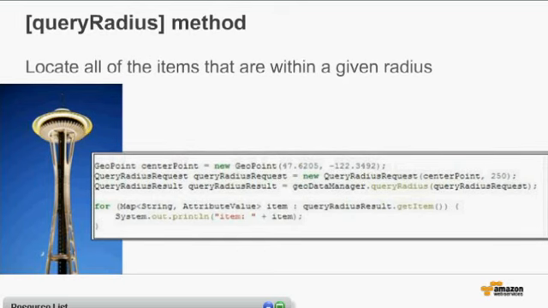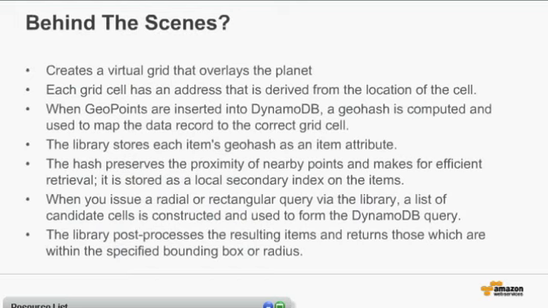So what's happening behind the scenes on this? Well, it's relatively straightforward. Although all you're doing is calling a couple of API calls, DynamoDB and the library are doing all the heavy lifting for you. So the first thing is that DynamoDB on the back end is creating a virtual grid that overlays basically the entire planet. And each grid cell has an address that is derived from its location. So when those geopoints are inserted into DynamoDB, a geohash is computed and used to map the data record to the correct grid cell. So then all you have to do is store that item's geohash as an attribute, and you can use local secondary indices to recall that attribute based on the rectangle or the radius that you want to recall the points of interest.